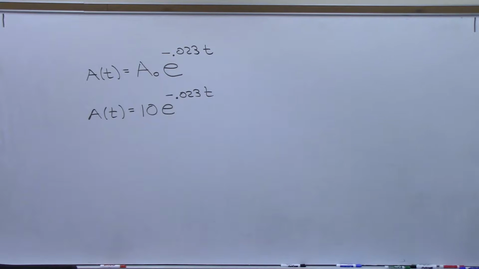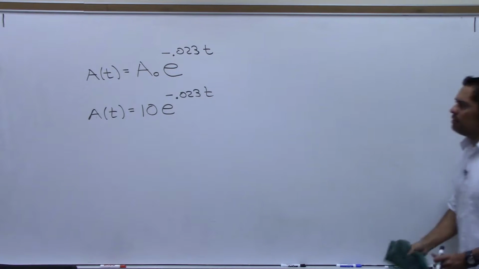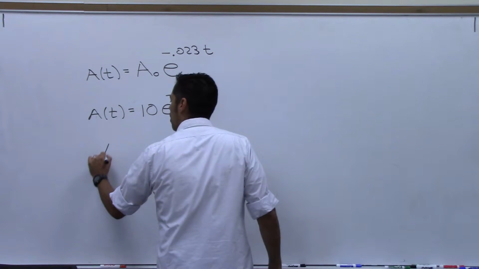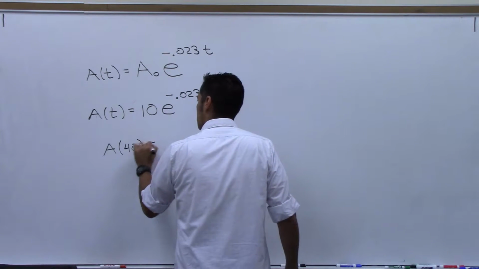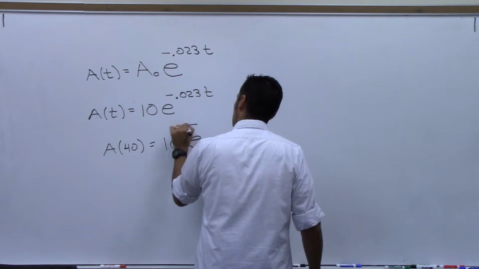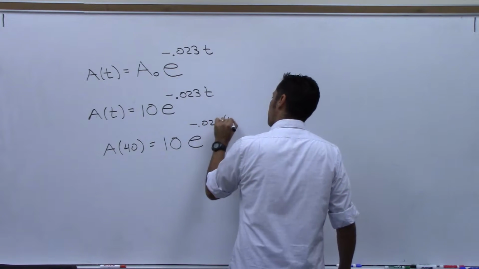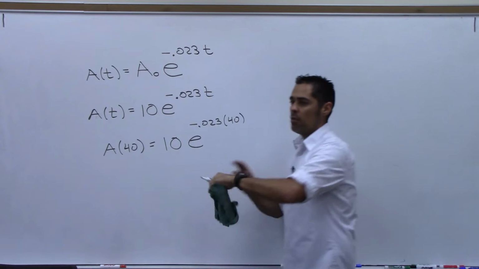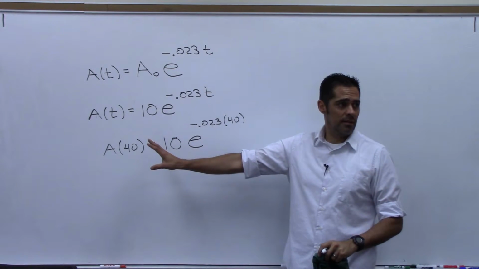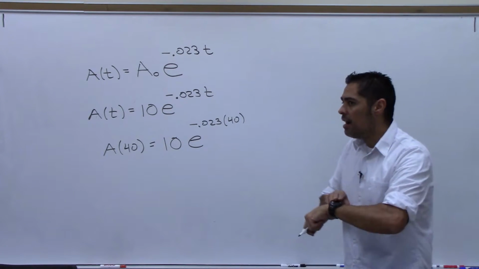So my question now is about how much of that stuff is still there. I think this happened back in the 80s. So let's just round up, okay? Let's go 40 years. So in 40 years, how much will be there? So what is A of 40? So 10 e to the negative 0.023 times 40. See, I'm plugging in t as 40. I'm not setting it equal to 40, right? Because it is a number. I'm plugging in the time, 40 years.